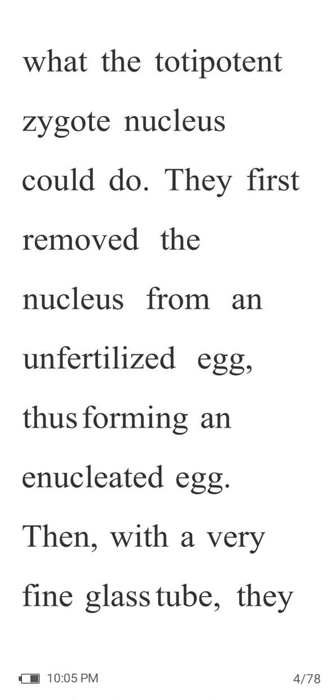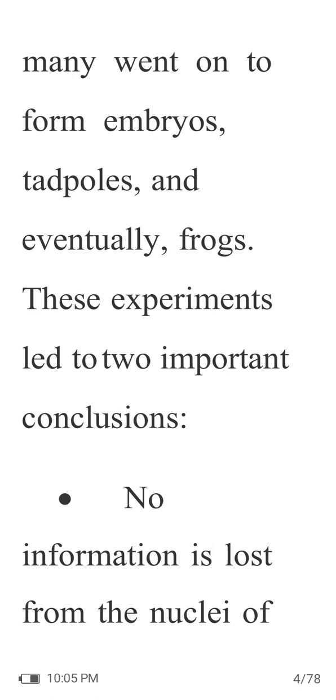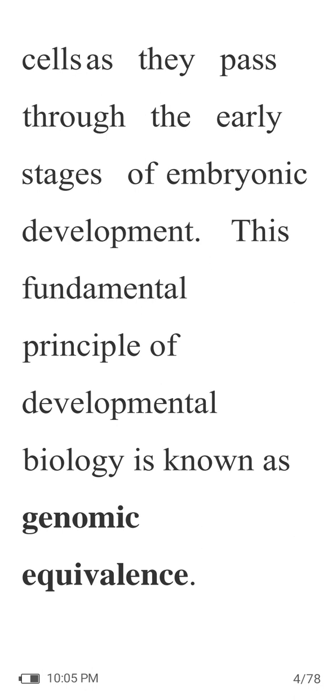They first removed the nucleus from an unfertilized egg, thus forming an enucleated egg. Then, with a very fine glass tube, they punctured a cell from an early embryo and drew up parts of its contents, including the nucleus, which they injected into the enucleated egg. They stimulated the eggs to divide, and many went on to form embryos, tadpoles, and eventually frogs. These experiments led to two important conclusions. No information is lost from the nuclei of cells as they pass through the early stages of embryonic development.